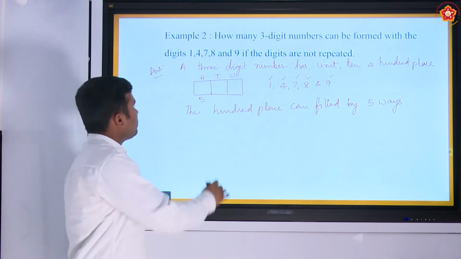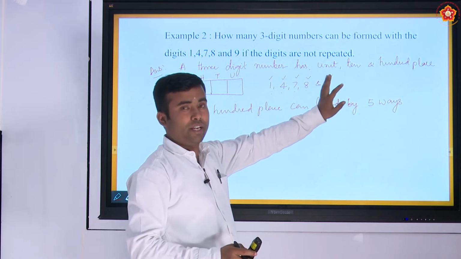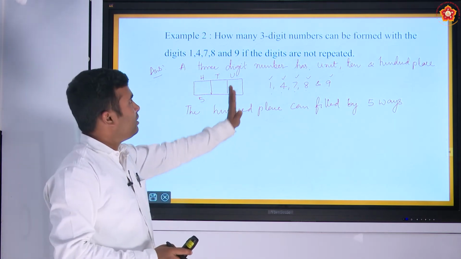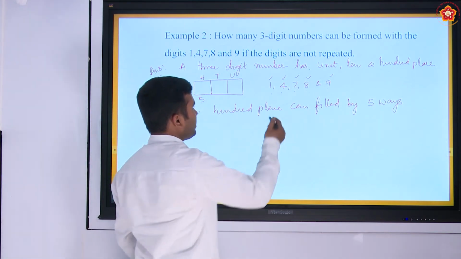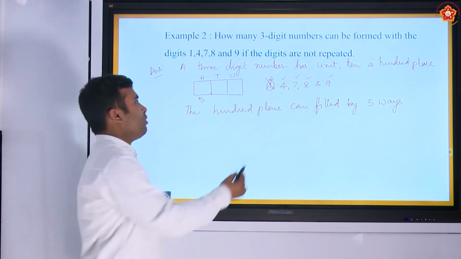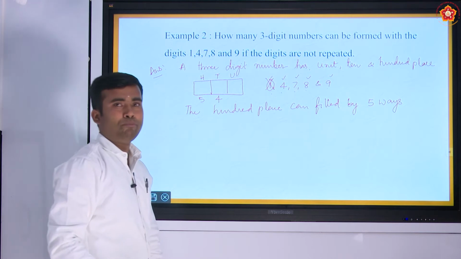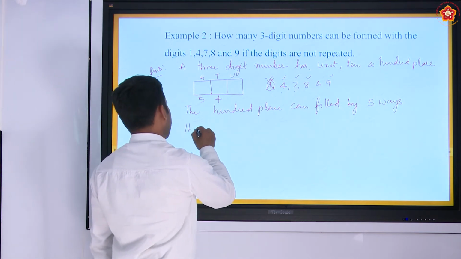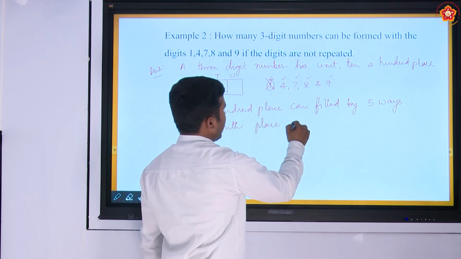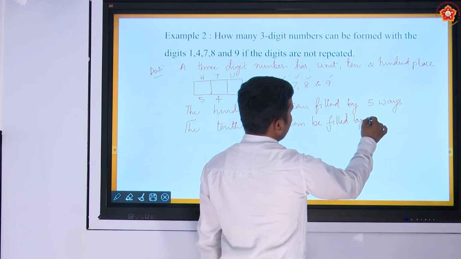Similarly, now any of these digits is removed, because the condition is given: the digit should not be repeated. So let us say 1 is removed. Then how many digits are left? 1, 2, 3, 4. So the 10th place can be filled in 4 ways.